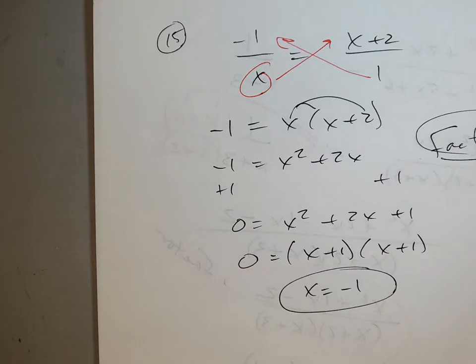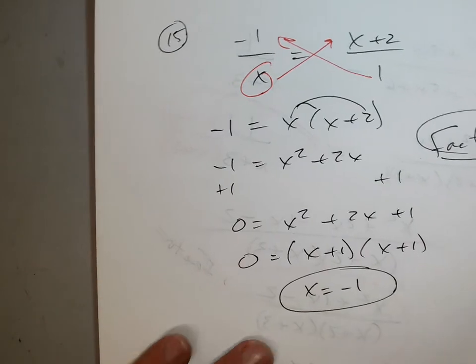Now, before I go any further, I know x cannot be 0. This answer is okay though, right? You guys agree x cannot be 0? I like this answer. I'm going to keep it. Okay? All right.